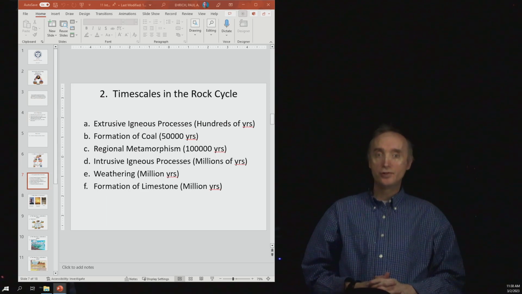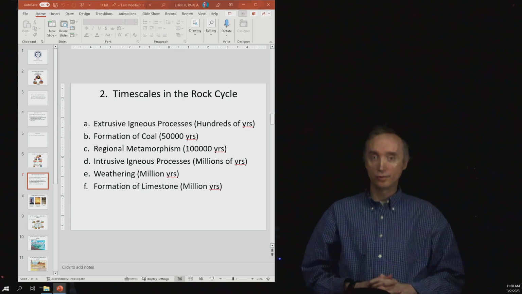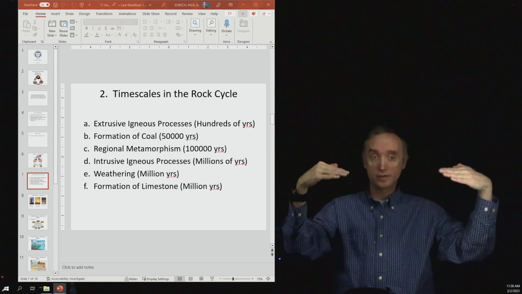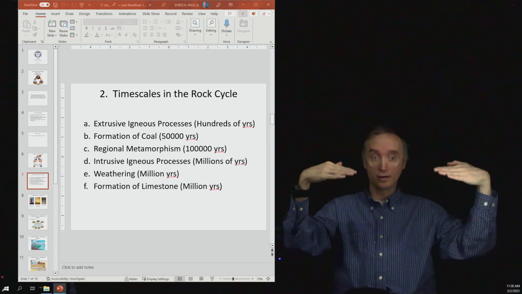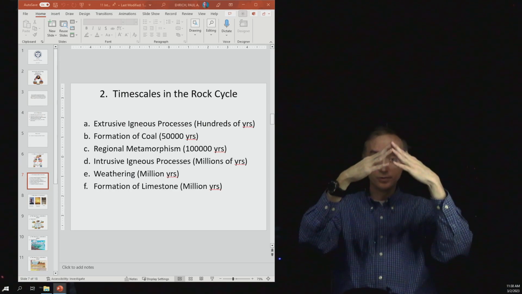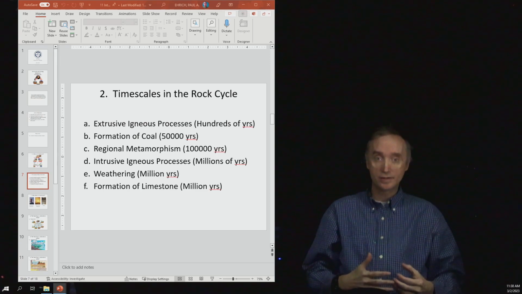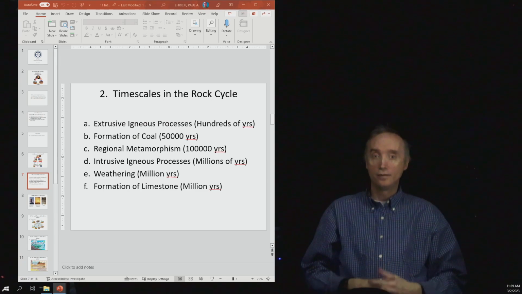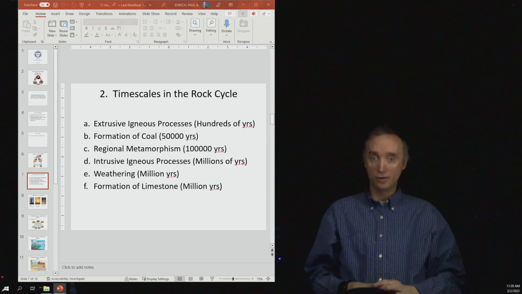Okay, what about regional metamorphism? So regional metamorphism is going to be when you have these continental plates that are going to be colliding, and then it's going to be pushing up mountains. Okay, so how long does that take? Well, that's on the order of hundreds of thousands of years is how long that takes to happen.